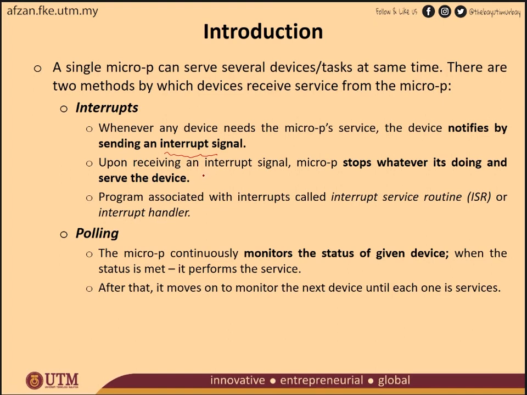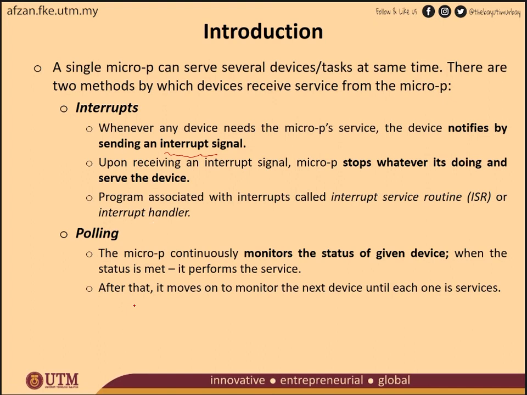The program associated with the interrupt is called the interrupt service routine or interrupt handler, and it does the task that is sent by that device. While with polling, the micro-P continuously monitors the status of a given device. When the status is met, it performs the service. After that, it moves on to monitor the next device until each one of its services is done.